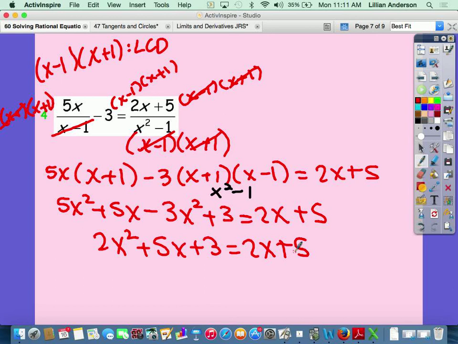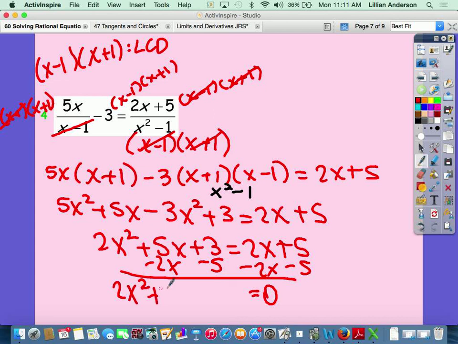How do I solve this? How do I solve for x? Yeah, you minus 2x. Two things. I got a minus 2x. Minus 2x, and do something else. And then you minus 5, because I need to set this equal to 0. Because what kind of an equation is this? Quadratic. And I either have to factor or use the quadratic formula to solve it.